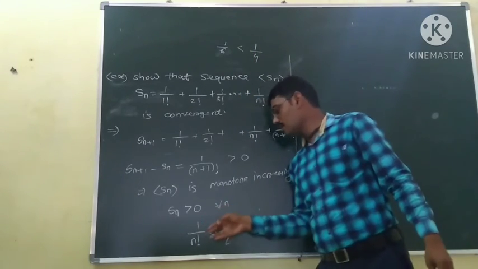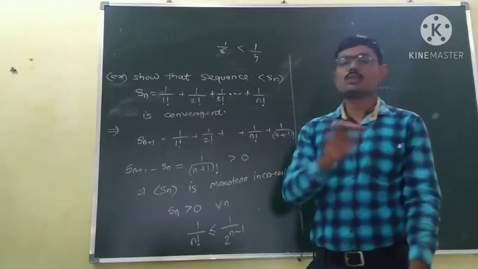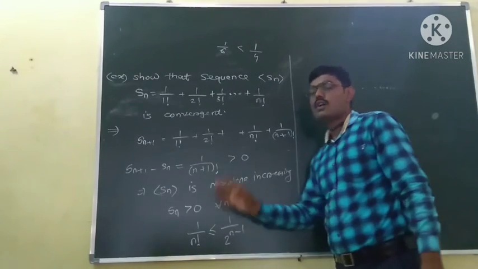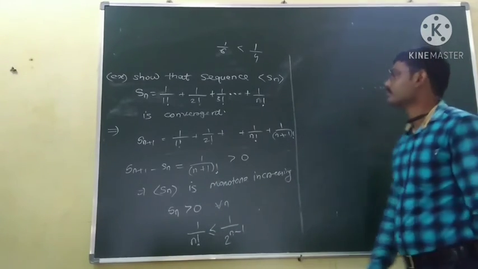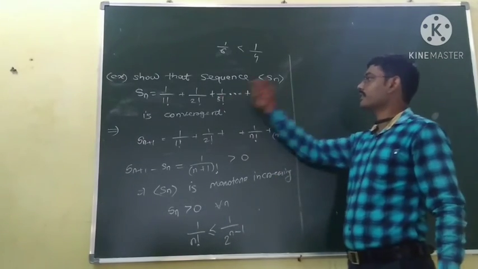So 1 upon n factorial is always less than or equal to 1 upon 2 raised to power n minus 1. We are just verifying this using a theorem. Actually this is true, this is the standard inequality, and it holds for all values of n. Okay, so we will use this criterion here. This is our Sn.